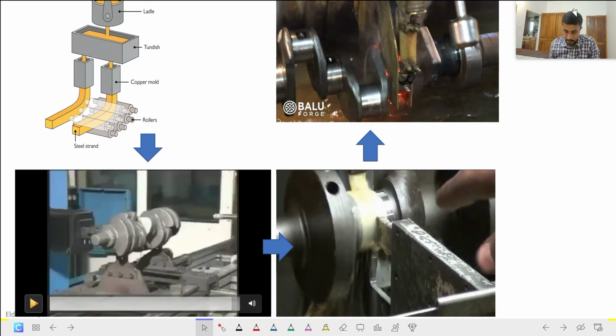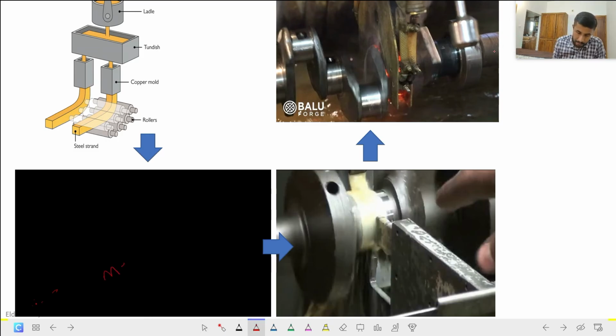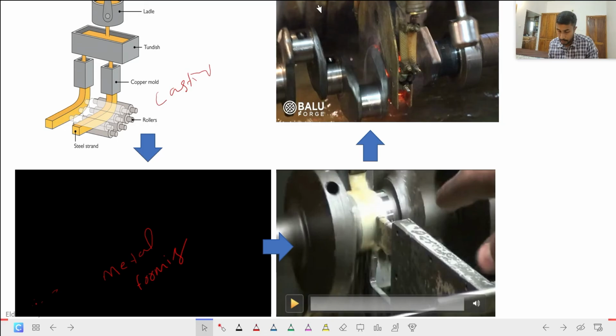Next we will see the next process. So this is the metal forming operation. This is the metal forming. This is the casting process. This is the primary shaping process. This is the metal forming operation. So next we will see the next process.